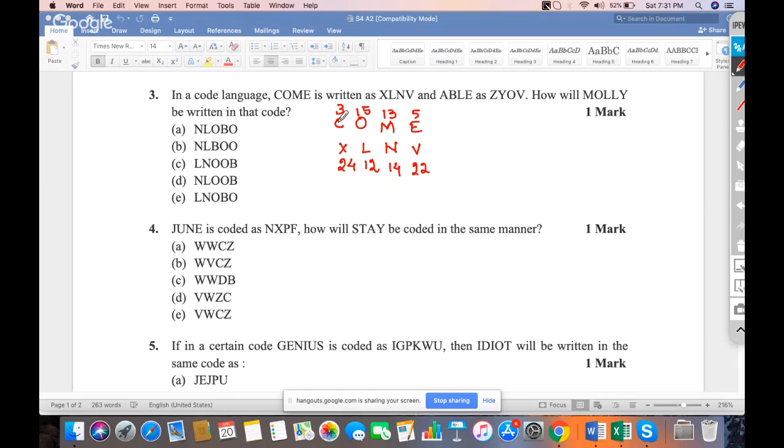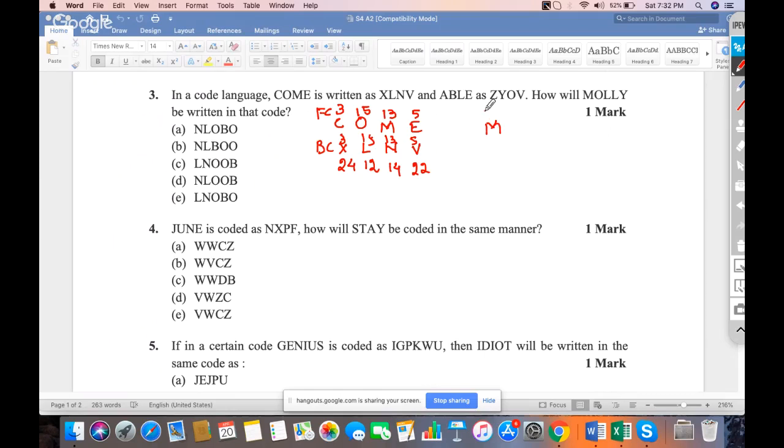It means that the forward counting and the backward counting has been written. For the forward counting, the same backward counting has been written. So if I write forward counting like this, so this is backward counting 3, backward counting 15, backward counting 13, and backward counting 5.